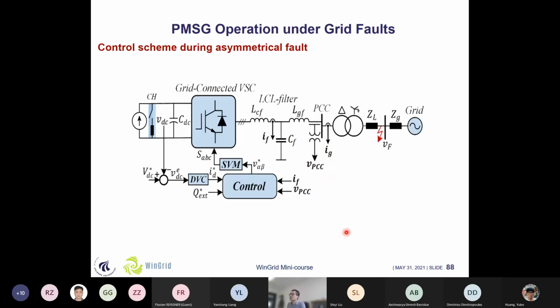So this is the control structure of the grid side of this PMSG that is subject to asymmetrical grid faults. Here we can see that we have an outer voltage loop control and an inner current control, and we can do some sequence selection for the positive or the negative components of the grid current.